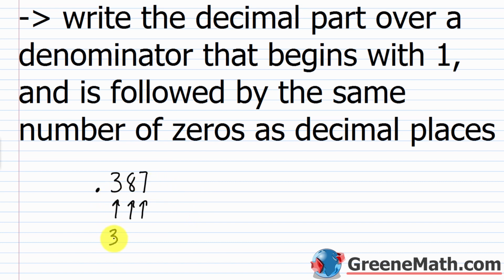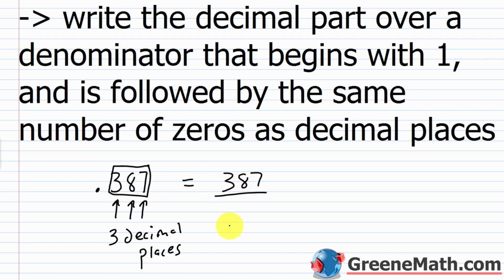So I would count 3 decimal places here. Once you know that, you take that decimal part, the part that occurs after the decimal point, and you put it over a denominator that begins with a 1 and is followed by the same number of zeros as decimal places. So for 0.387, you write 387 in your numerator, you write a 1 in the denominator, and you follow it by 3 zeros. That's because we had 3 decimal places here.